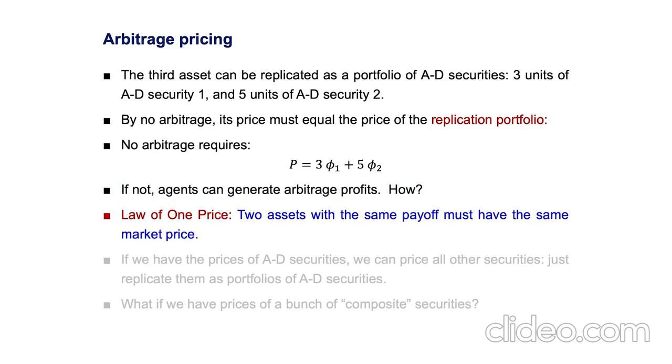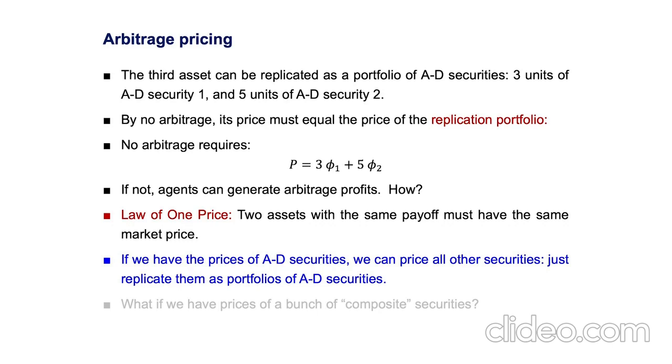This example shows a more general idea, sometimes called the law of one price, which states that if two assets have the same payoffs, they must have the same market price. Applying this principle, then we can price all the other securities using the prices of Arrow-Debreu securities. All we have to do is to construct a replication portfolio for a particular security and then compute its price using the cost or the price of the replication portfolio.